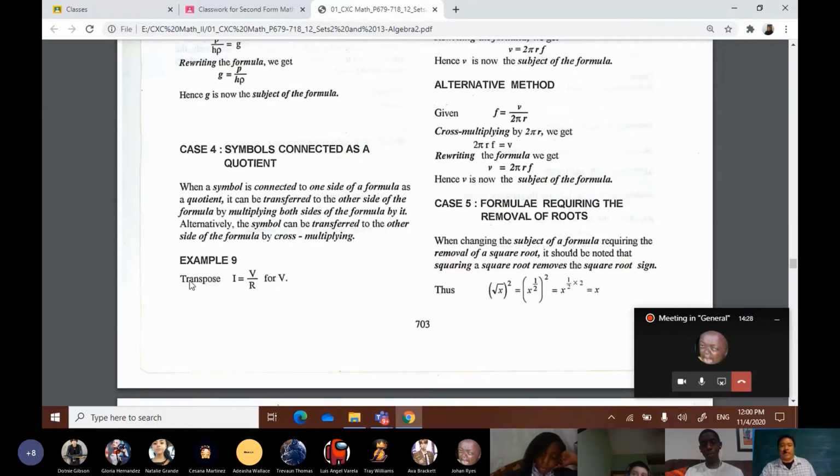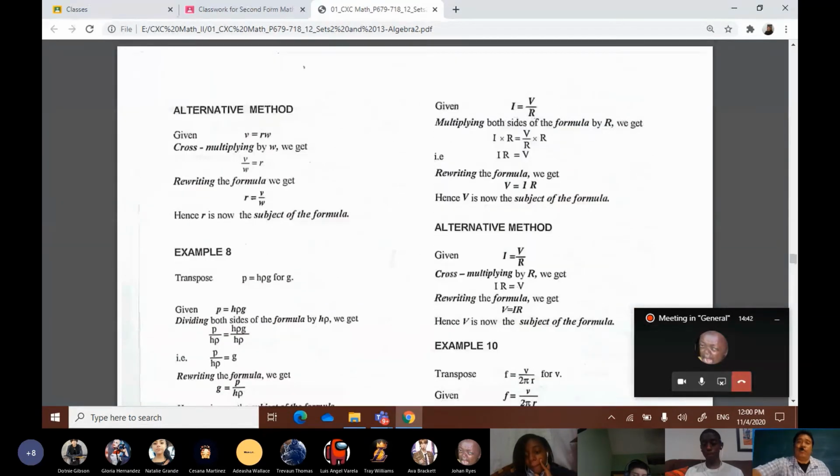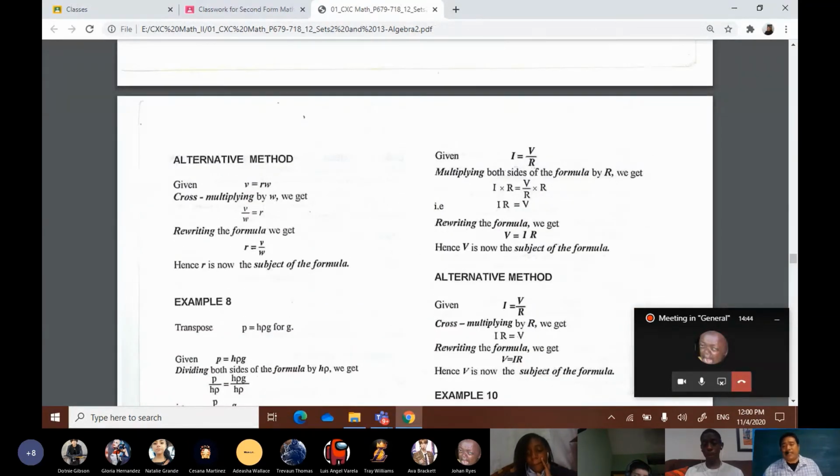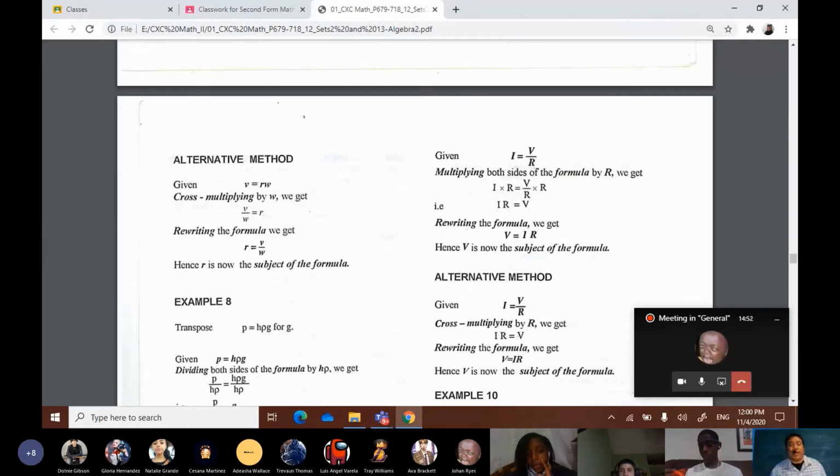Example 7, we are to transpose I equal V over R for V. So we want V to be the subject. This is an important formula. One thing about transposition, you use it a lot in science. So for those of you that are thinking of taking science as a major, you may use it a lot more than the others. All right, so let's see.